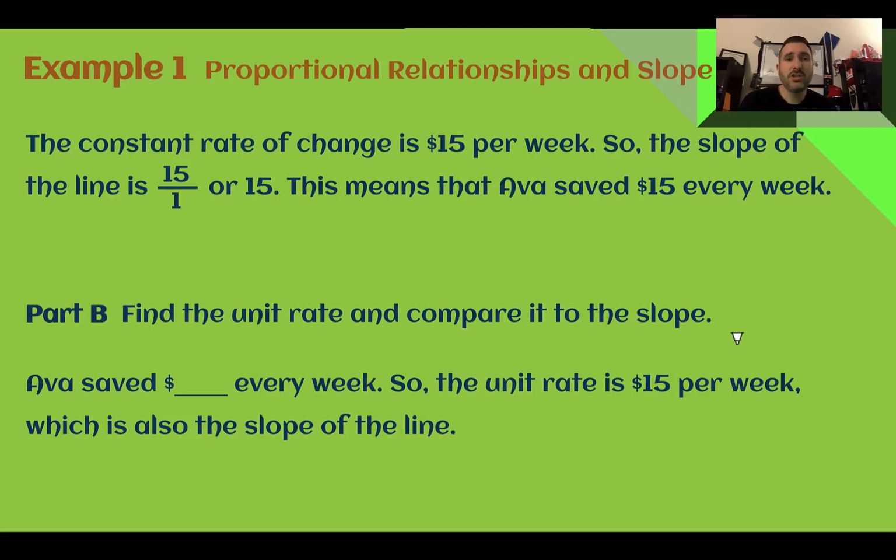So our constant rate of change, or slope, that we just found was 15. This means that Ava saved $15 every week. Now, for part B, let's find the unit rate and compare it to the slope. If we think about our unit rate, we can just take how much she made in a certain amount of time and divide it and see what we come up with.